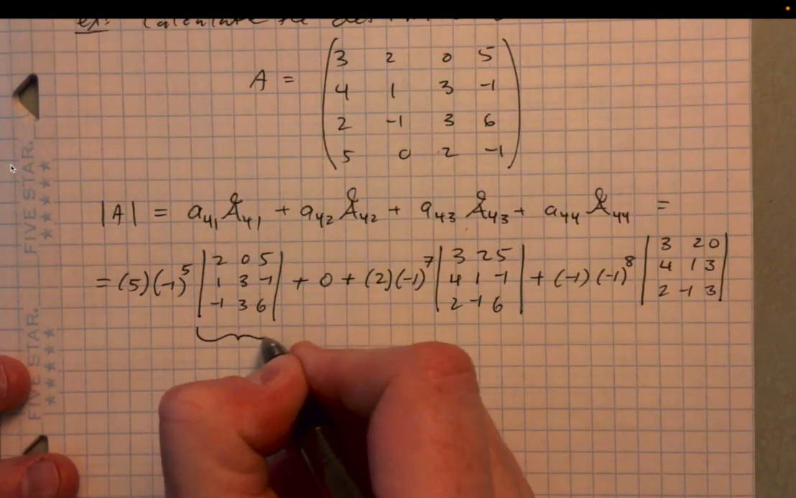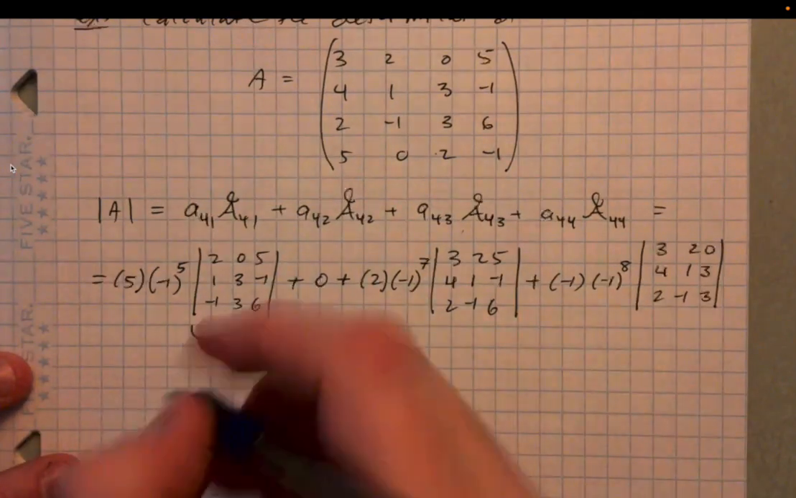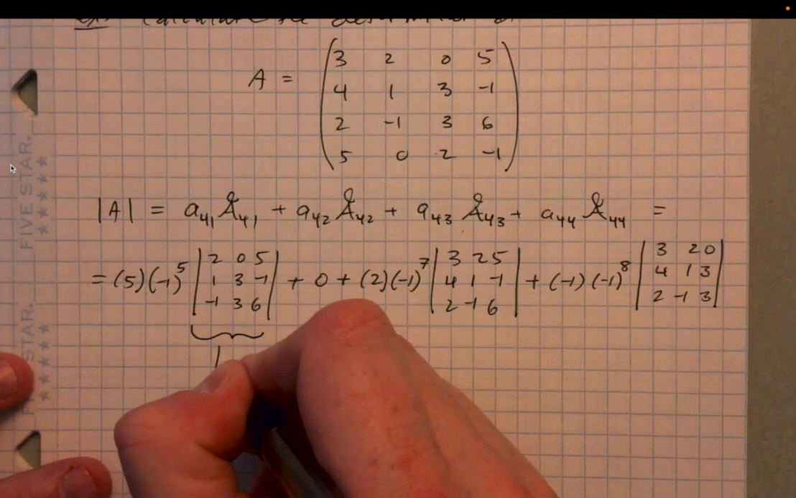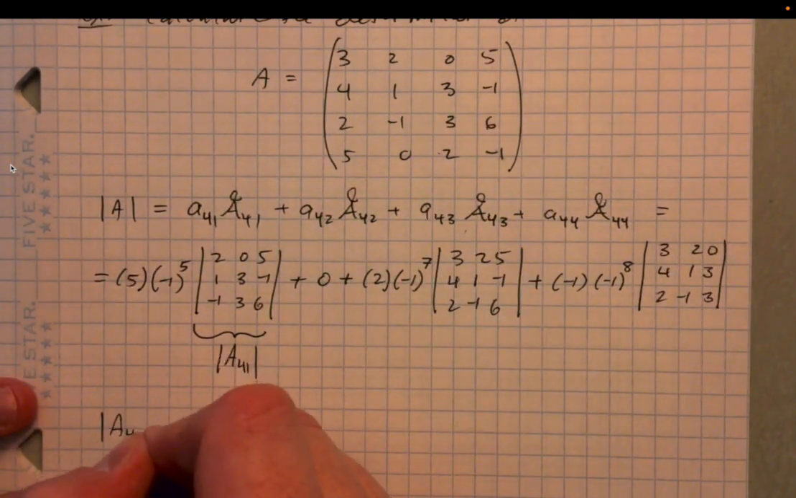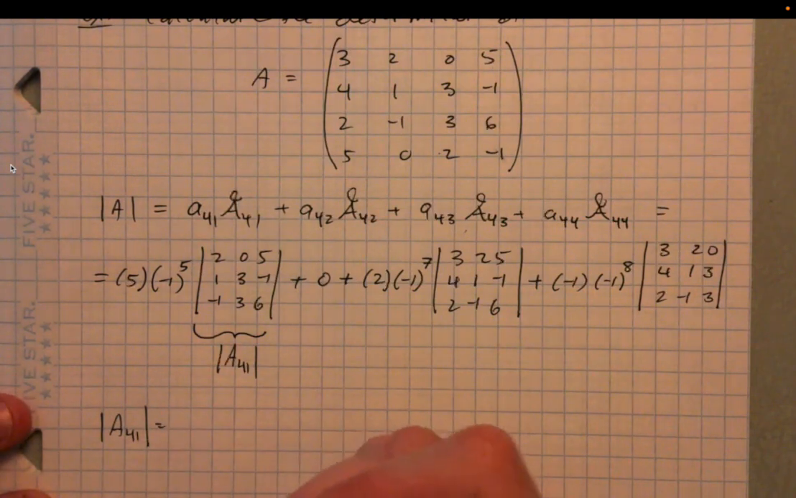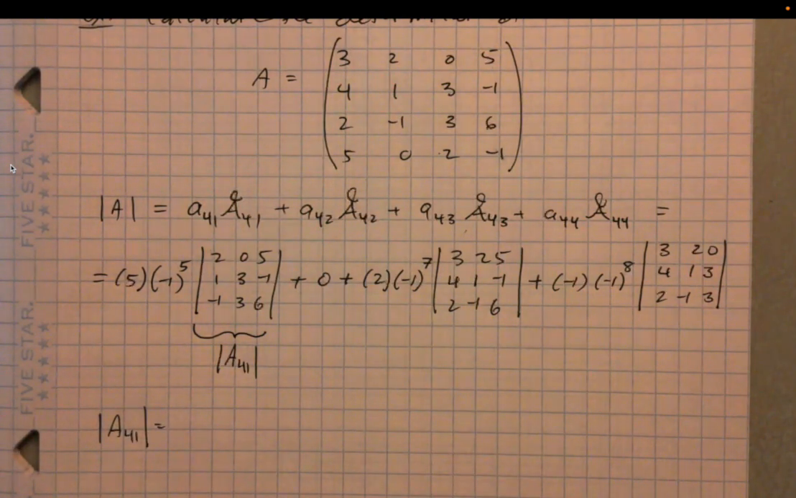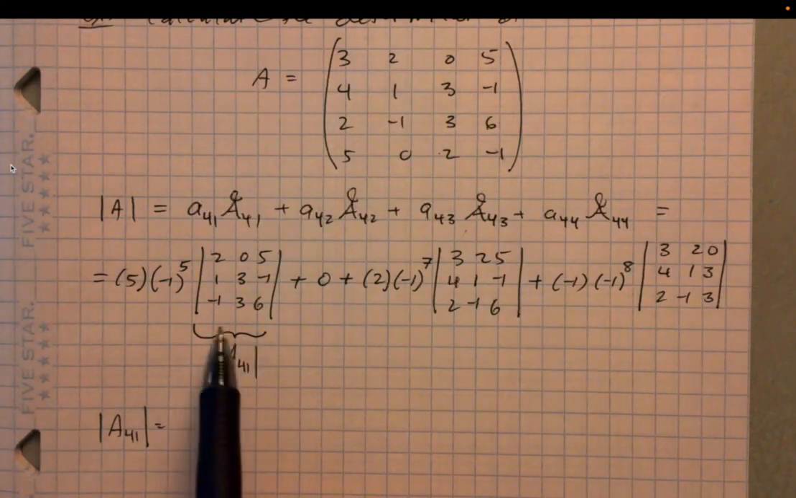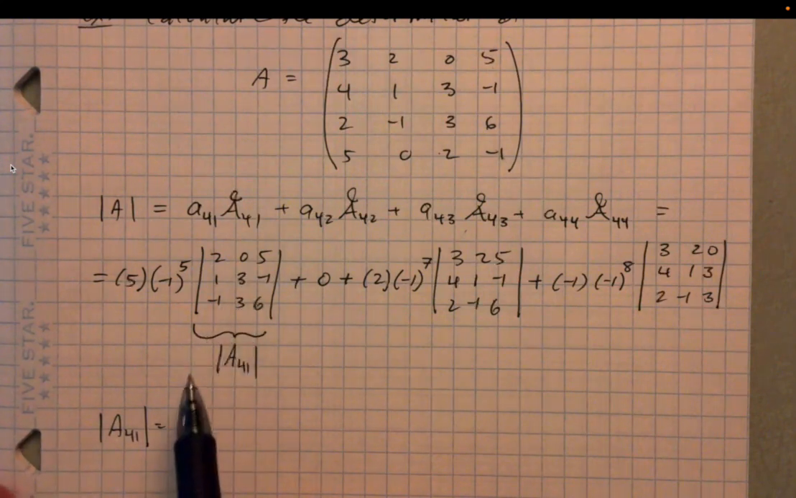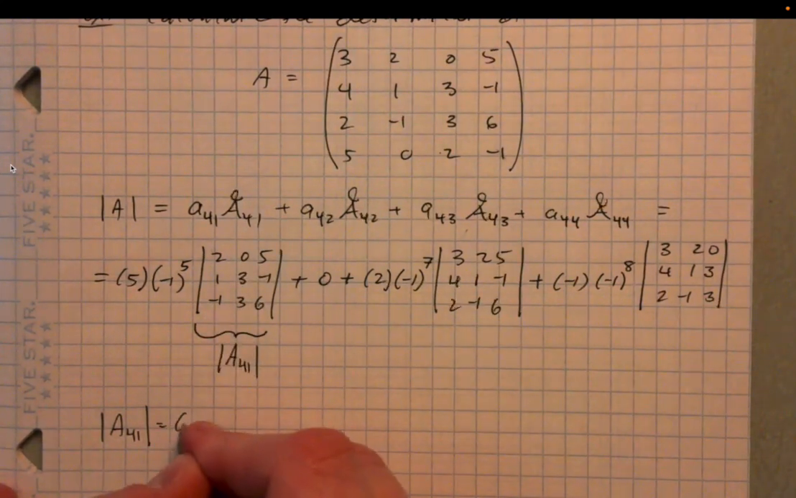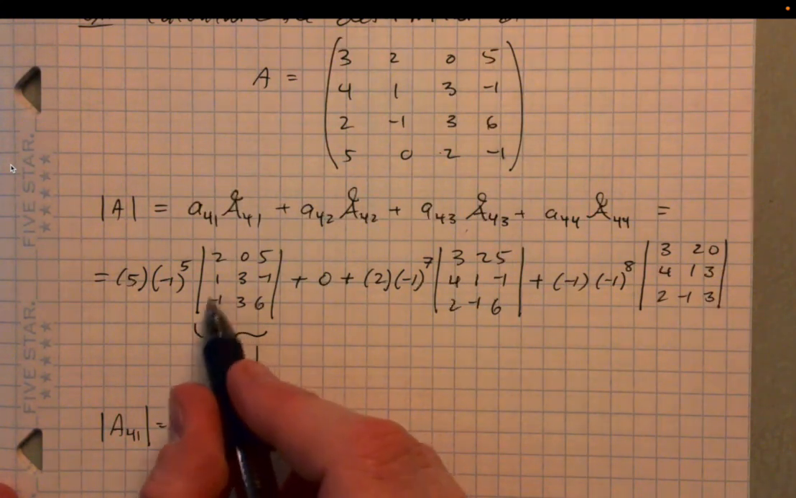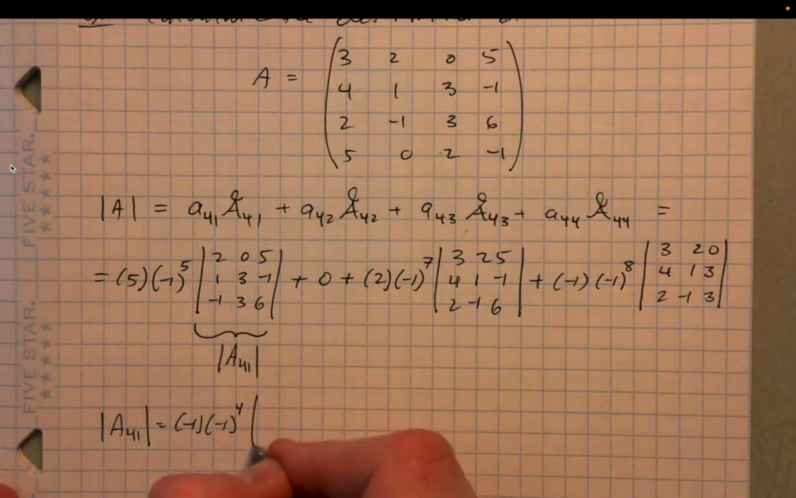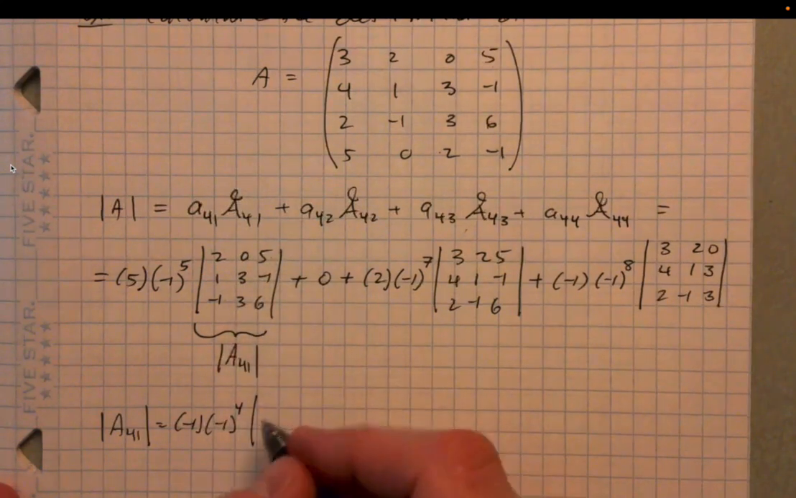Here I'm specifically interested in this one. This is the determinant of A41. So let's see what that looks like. I'm again just going to apply the definition, but this time it's applied to a 3 by 3 matrix, so I'll go through this quickly. It'd be negative 1 times negative 1 to the 3 plus 1 power. That's this one. And then the matrix is 0, 5, 3, negative 1.